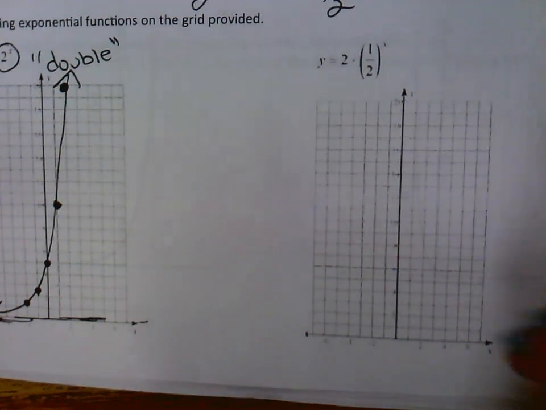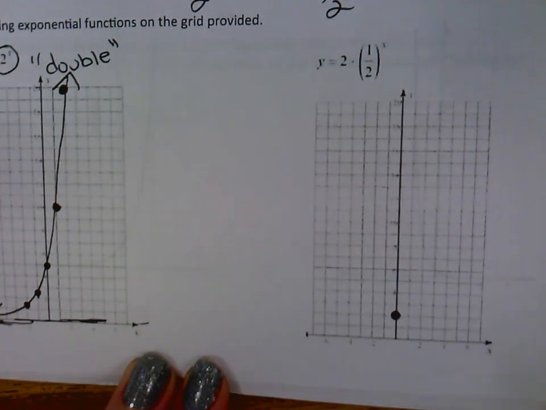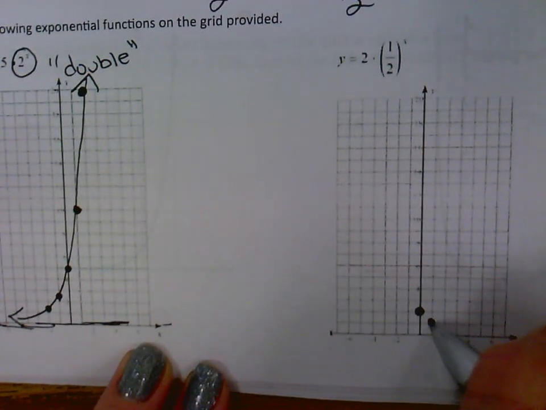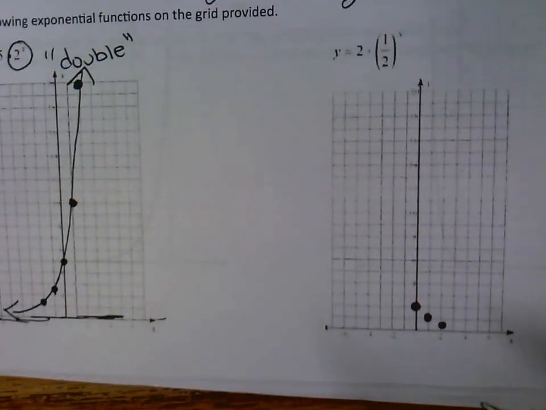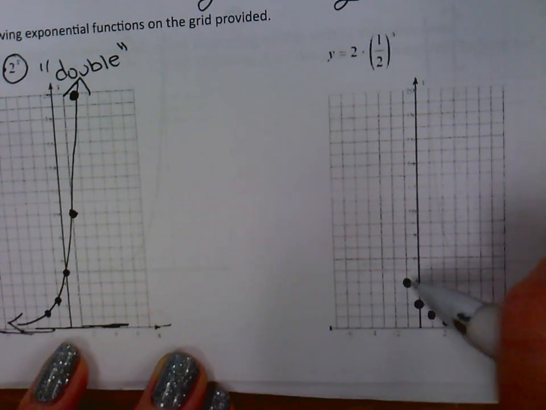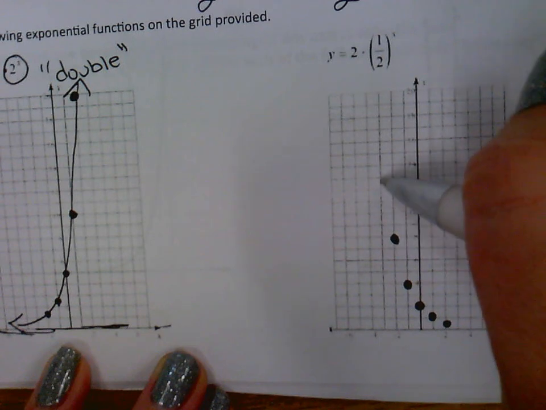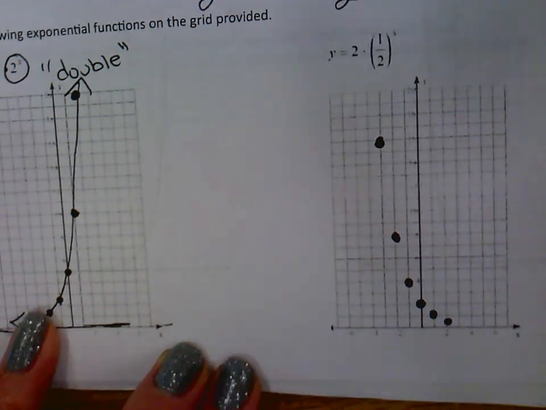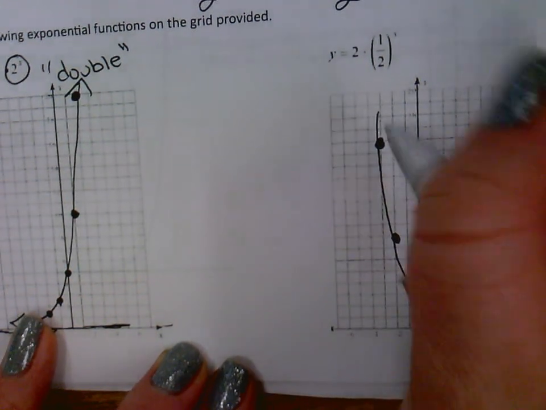Let's see. My y-intercept is at 2, and if I have half as much each day, then I have 1, then I would have a half, and I'm going to double it in this direction. 2 times 2 would be 4. 4 times 2 would be 8. 8 times 2 would be all the way up here at 16. So I'm doubling it as I go to the left, and I'm halving it as I go to the right.